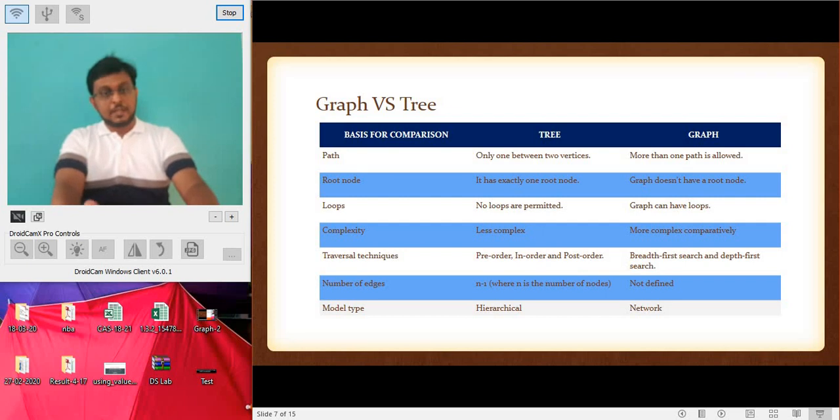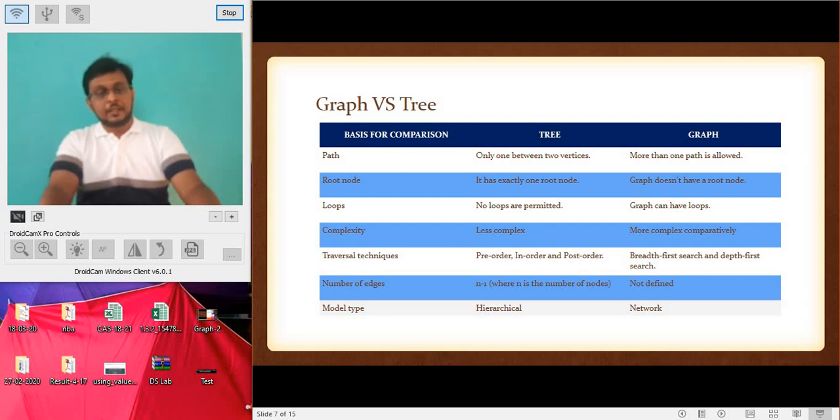Okay, now the number of edges. In the case of a tree, one of the characteristics we have discussed is that if we have n nodes, then it will have n minus 1 edges. But in the case of a graph, that type of restriction cannot be imposed. So that is not defined in the case of graphs.